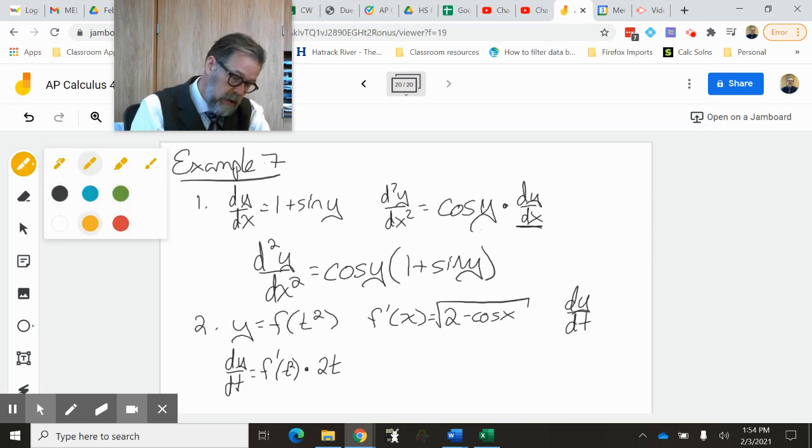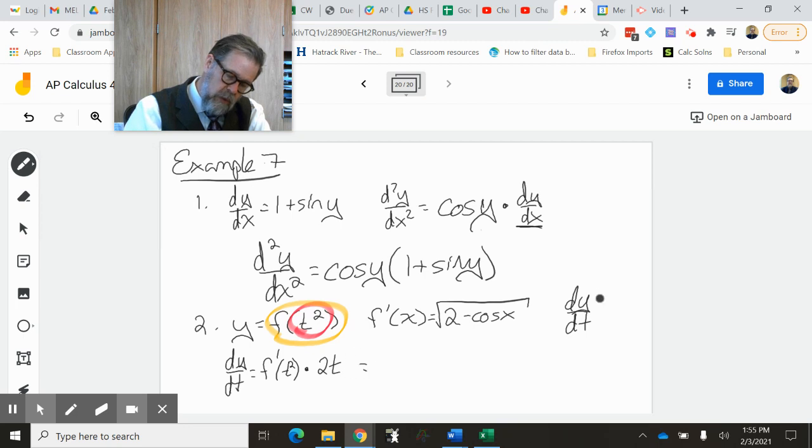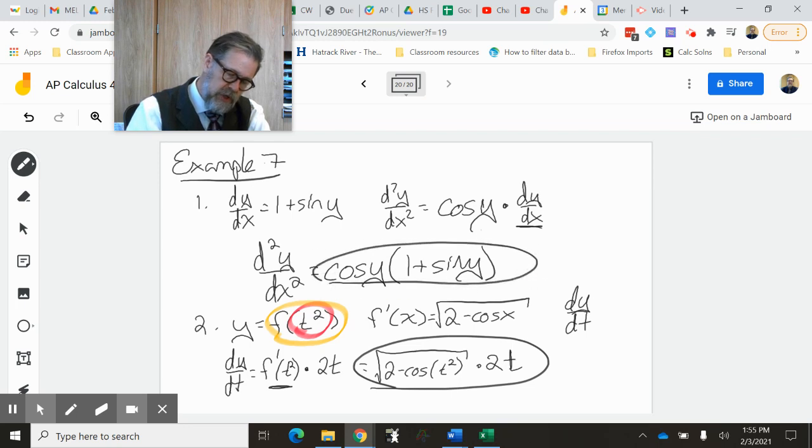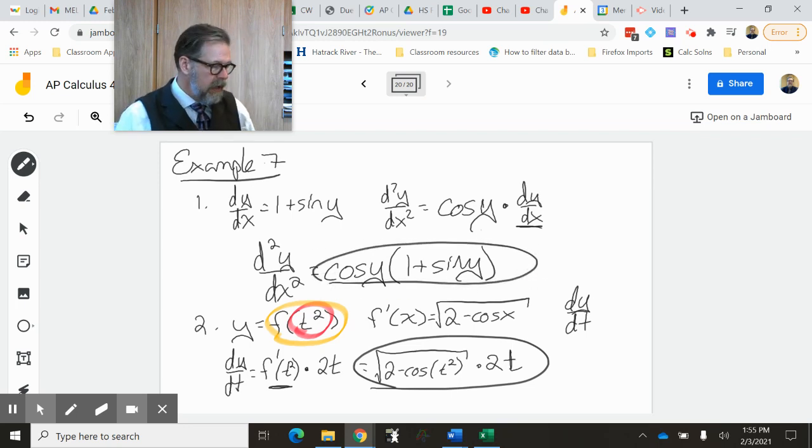inner. Oops, I'm using the wrong colors there. Inner and outer. I'm just trying to be consistent is all. And so then we need to rewrite this as well. F prime of t squared is the square root of 2 minus cosine of t squared. So now notice that we're not writing it in terms of the derivative, we're writing it in terms of the function, just like we did up here.